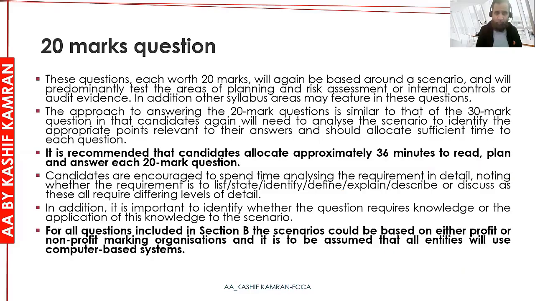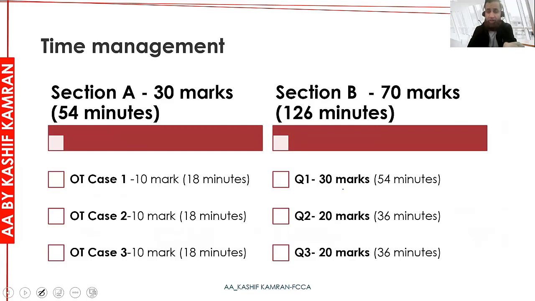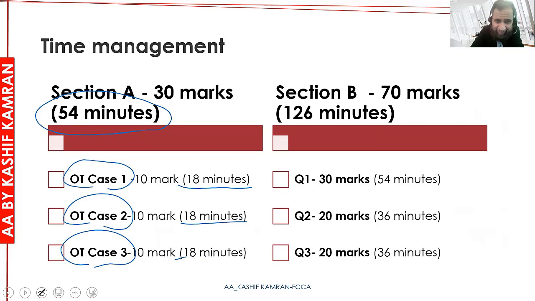Okay, moving onwards. Time management, extremely important. Now listen to me carefully. We just had a word on how much time to be allocated to every question. And we reached a conclusion that in section A, you have a total of 54 minutes, right? Now, when you have 54 minutes in section A and three OT cases, how much time will you give to every OT case? To OT case one, you will give 18 minutes. To OT case two, 18 minutes. To OT case three, 18 minutes. So every OT case will take how much time? 18 minutes.